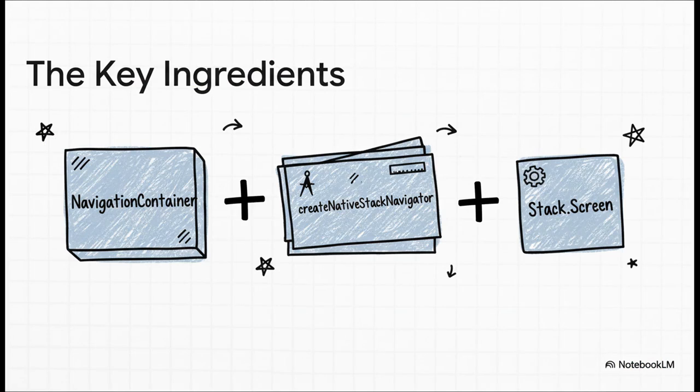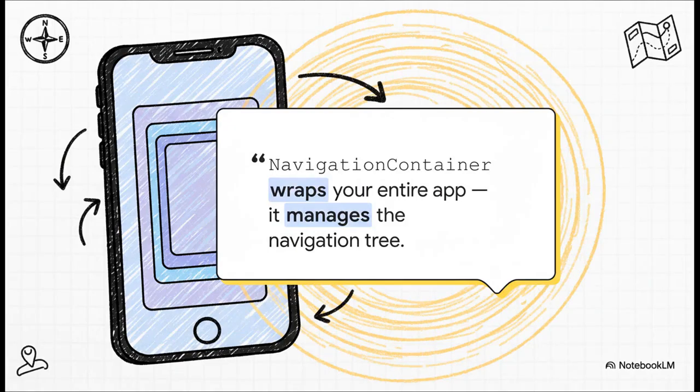When you crack open your code editor, you're really only going to be working with 3 key ingredients from this library. You've got the navigation container, the create native stack navigator function, and the stack.screen component. Let's break down what each one actually does. First up, navigation container. Think of this as the big boss. It's a component that you literally wrap around your entire application.